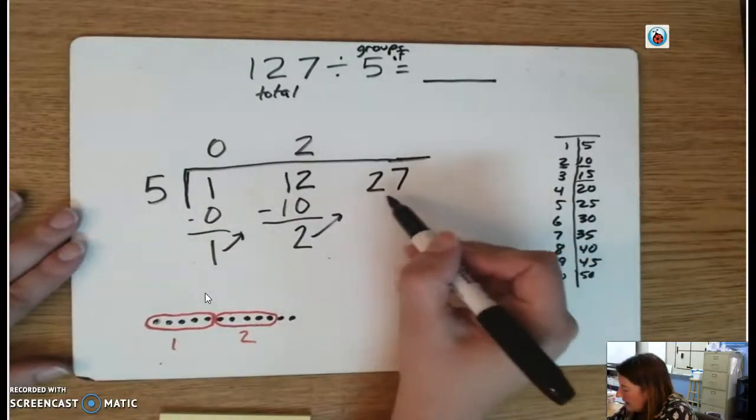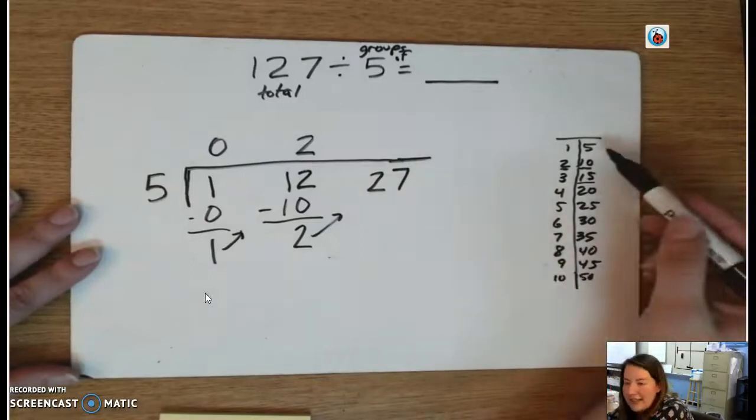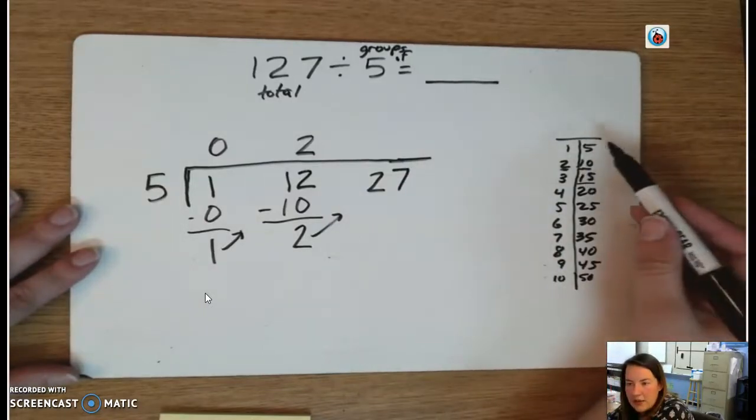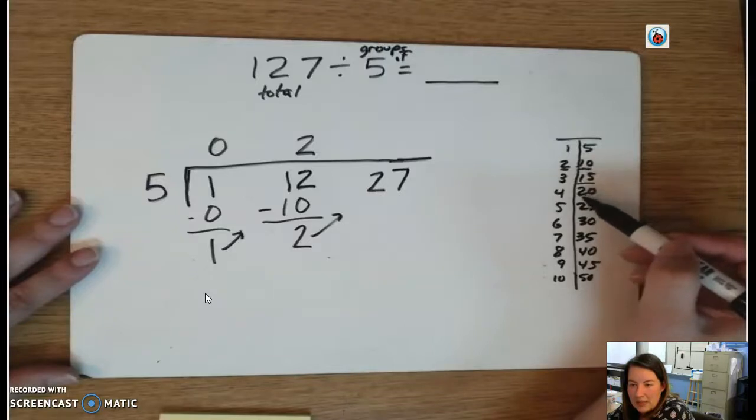So now I have 27. How many groups of 5 can I make with 27 pieces? Let's look at our T-chart here. Well, I can make 1 group. I can make 2 groups, that would need 10 pieces. I can make 3 groups, that would be 15 pieces. I can make 4 groups, right? That would be 20 pieces.